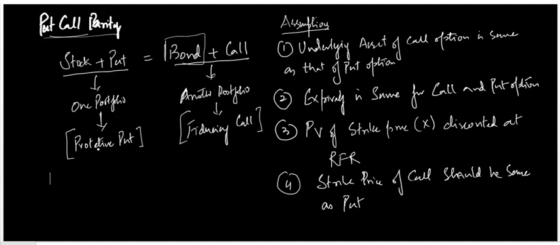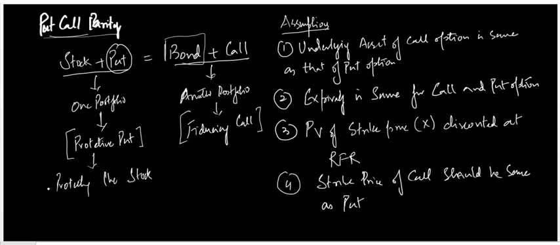Now this stock plus put is known as the protective put, because in this case this put option is protecting the stock. Now how is it protecting the stock? And this is known as the fiduciary call, because no matter whatever the price will be, we will always get this strike price. So we can always get our stock back.